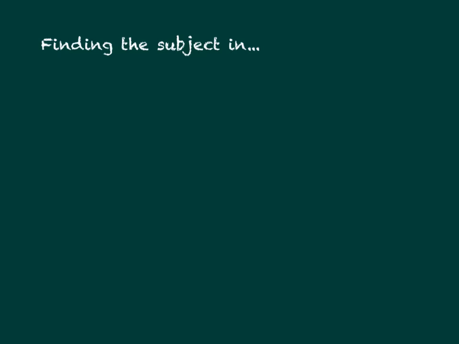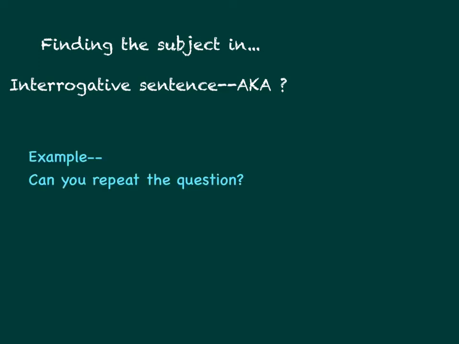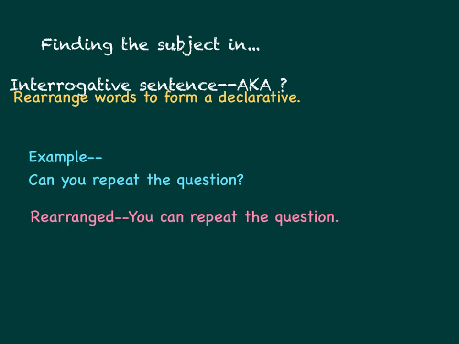Let's practice finding the subject in an interrogative sentence, aka a question. Now take a look at our example. Can you repeat the question? The first step would be to rearrange the words to form a declarative statement. Now you can repeat the question. By now, you know what to do. Yep, that's it. Find the verb, and the verb is can repeat. And then the rest of the predicate would be all the words that follow the verb.